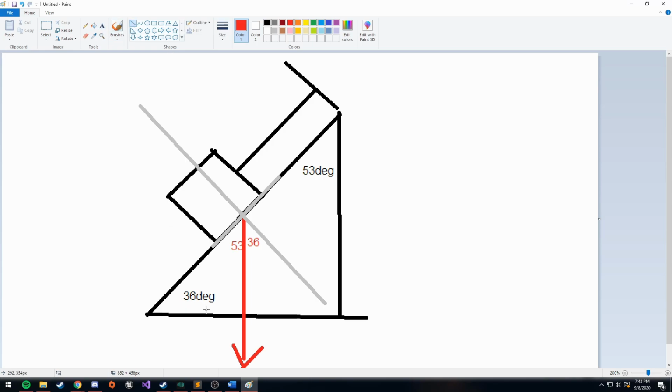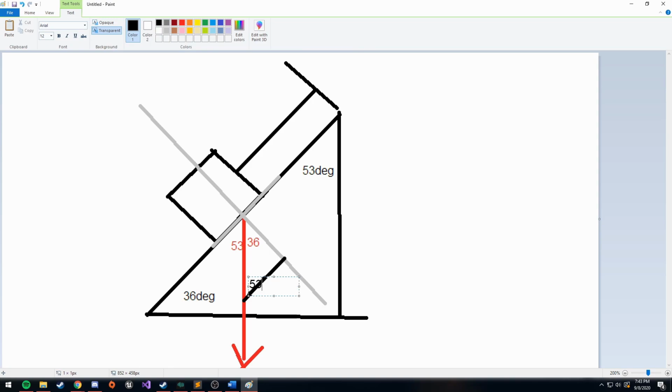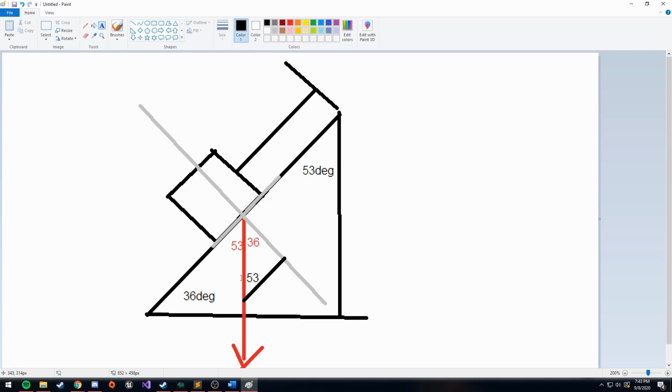And if that's 36 degrees, that would mean, we'll do black, that would mean this triangle, which is parallel with the ramp, this angle right here would be 53 degrees. Okay, that makes sense. And so if we want to find this x component with this being gravity, we would need to do the cosine of 53 times g, which would be 10, to find x.